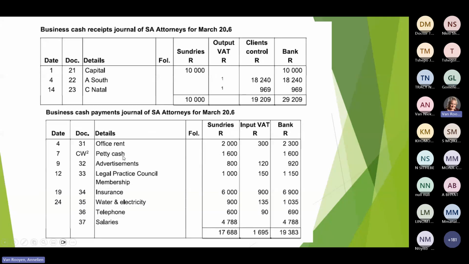Whereas these ones, everything goes to a different account. It's not practical to open all these at the top. So we use sundries to split them into the various areas where we'll need to take them to the debit side. This exercise that we did, the cash receipts journal and the payments journal, this is on the business side.